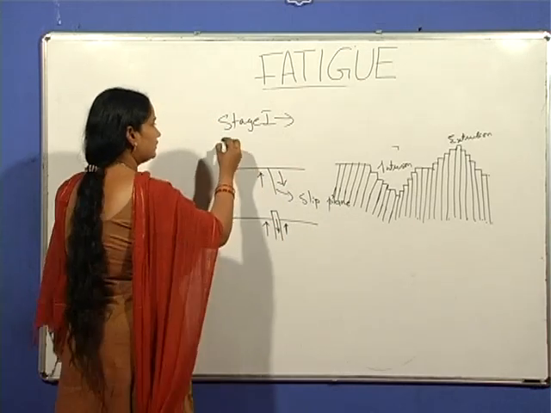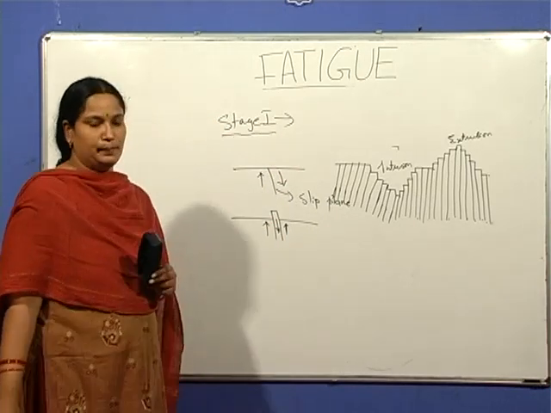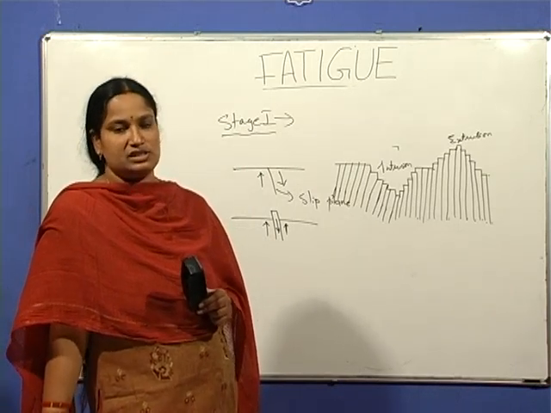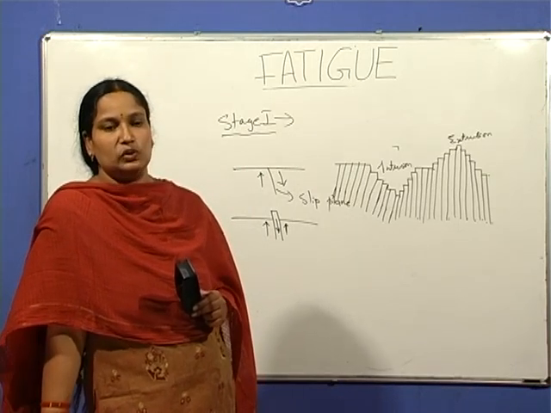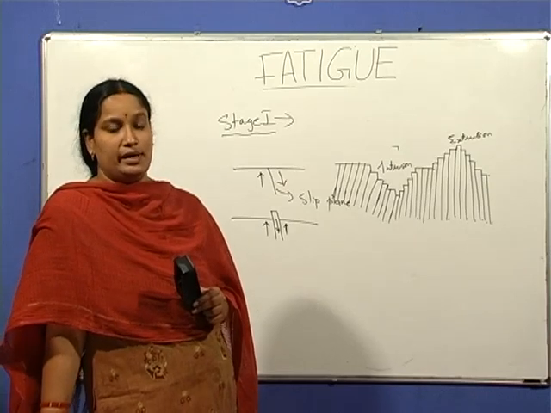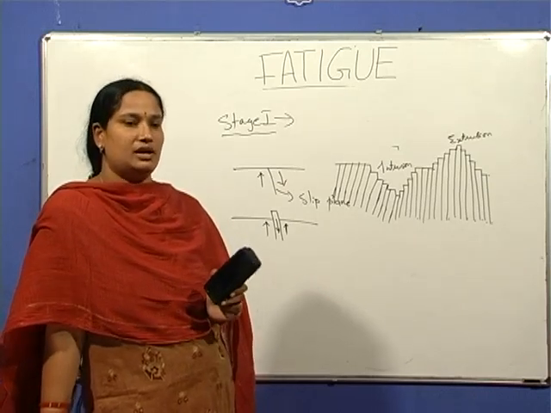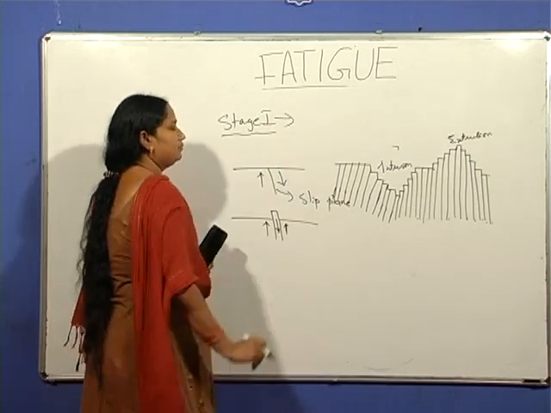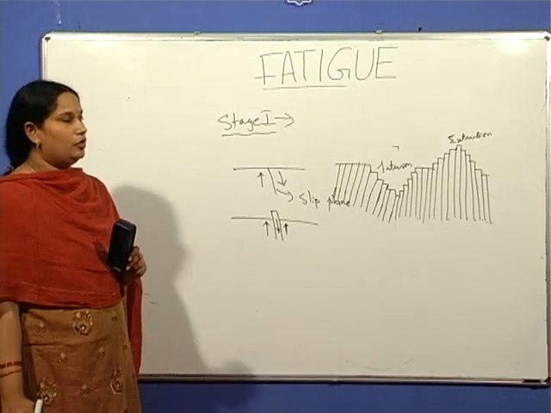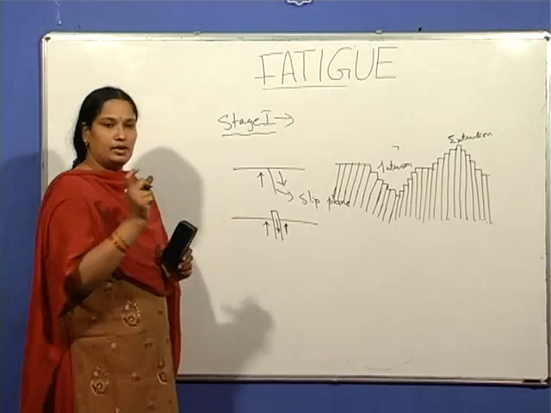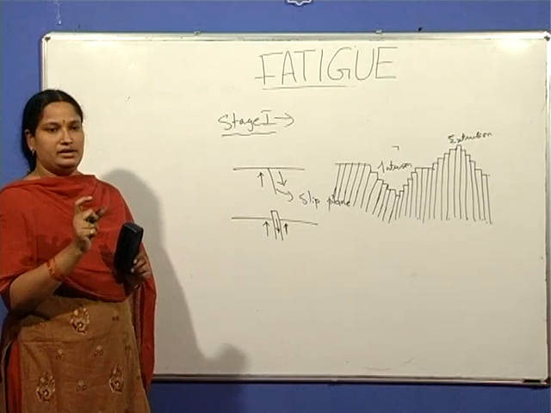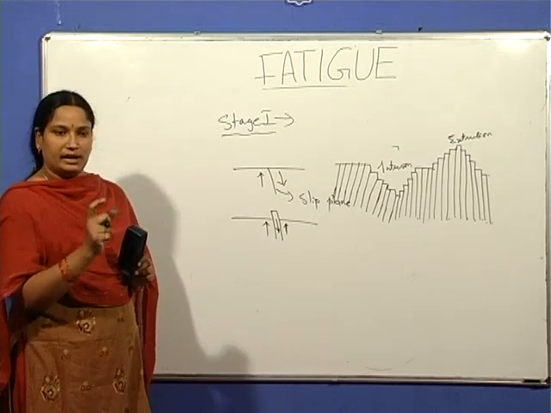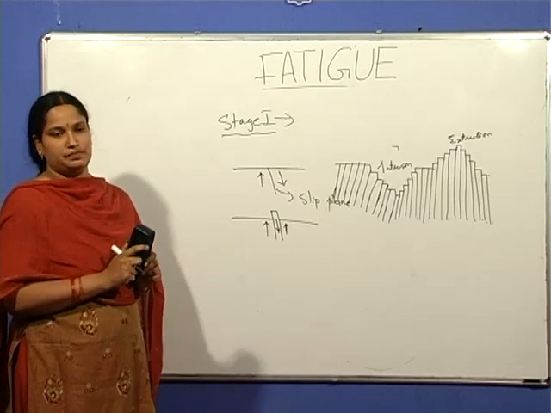Initially, in the case of stage 1, the crack propagation is very, very slow. Once the crack initiates and nucleates, the growth of the crack is very, very slow and essentially featureless for the case of stage 1. Once the crack nucleates and grows in size, then the crack changes its direction.